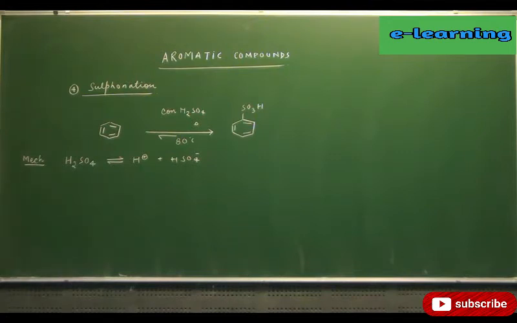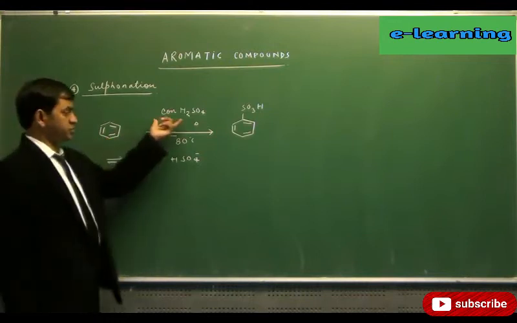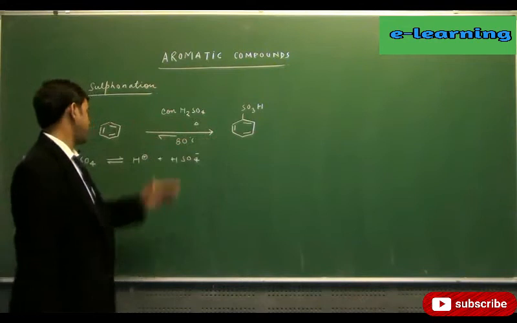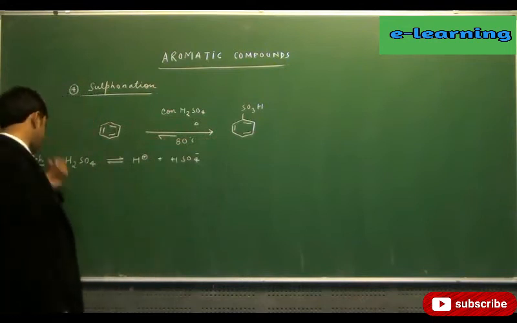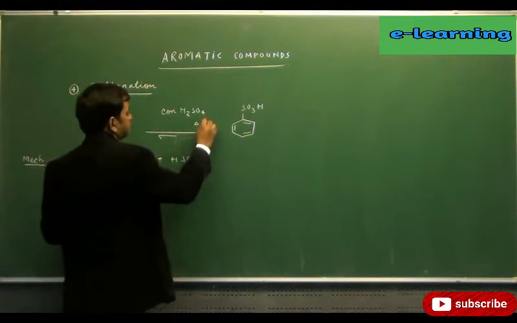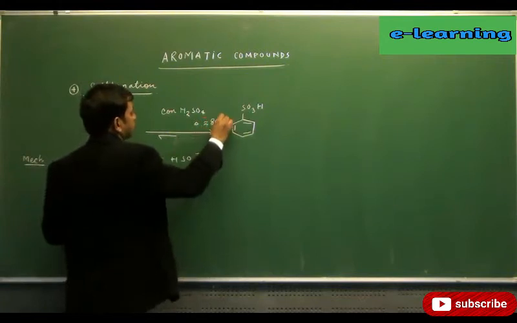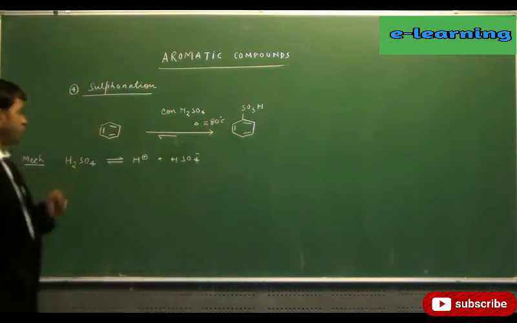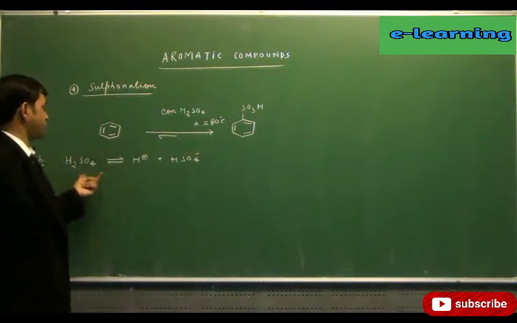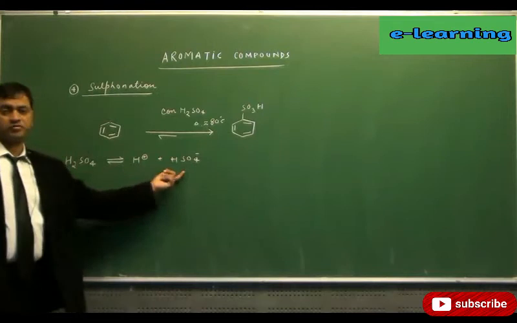Sulfonation. When benzene is treated with concentrated H2SO4, on heating it gives benzene sulfonic acid at approximately 80 degrees centigrade temperature. Here, if we see the mechanism, H2SO4 dissociates into H plus and HSO4 minus.